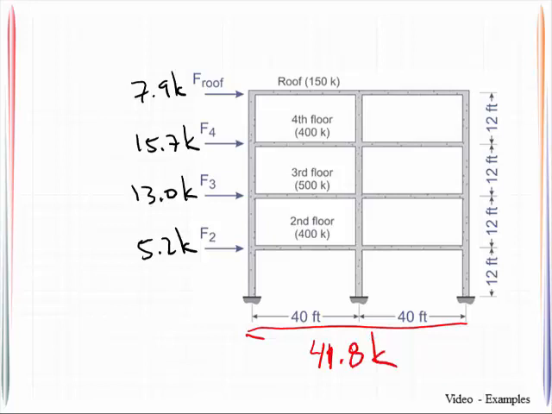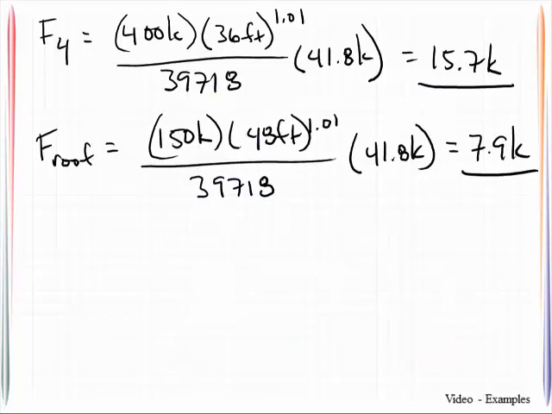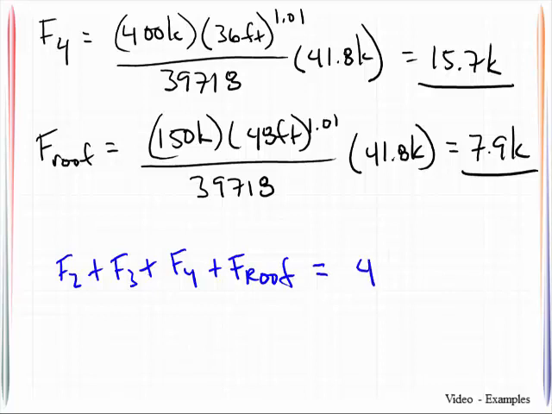kips. I'm going to just come back here just as a confirmation for you. F2 plus F3 plus F4 plus F roof should equal 41.8 kips. If the sum total of your story forces do not add up to your base shear, you have done something wrong. Go back and check your mathematics. Well, that concludes this example, and as always, it's a beautiful day for studying structures.